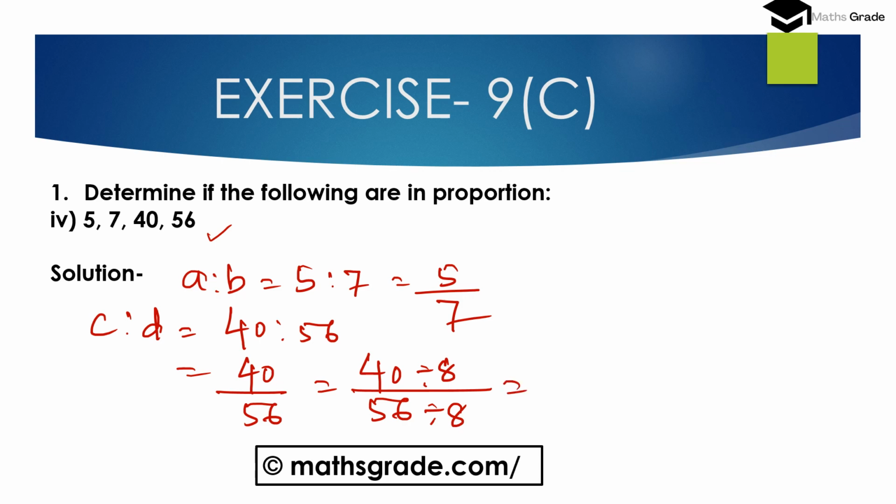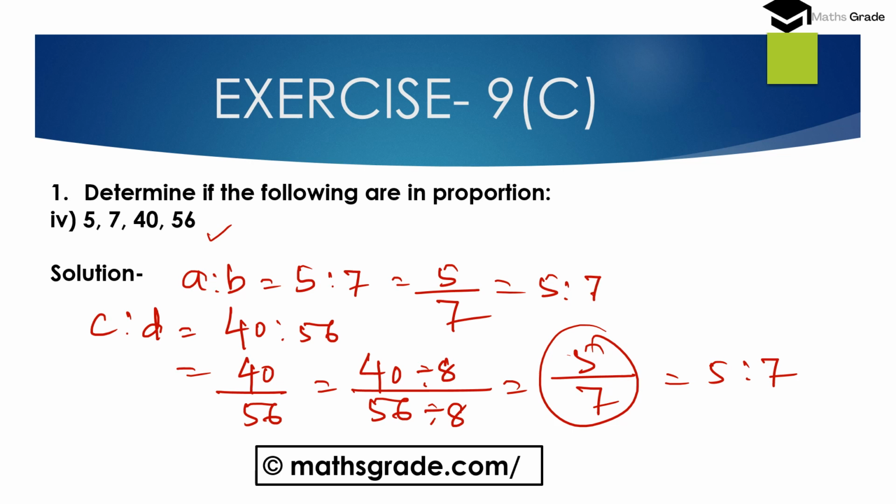So divide the antecedent 40 by 8 and the consequent 56 by 8. 40 divided by 8 is 5 and 56 divided by 8 is 7. So 5 is to 7. Now both are equal: A is to B is equal to C is to D, that is 5 is to 7.